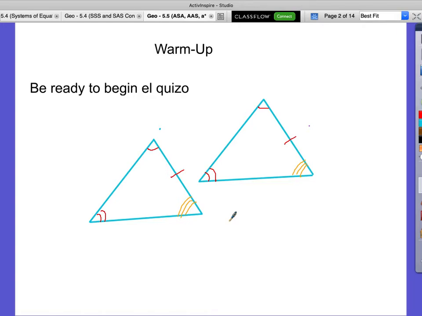Wait, actually, that's not what I was saying. What were you saying? Those two angles, if they're like that, it doesn't mean that you can't have another marking on the other side.